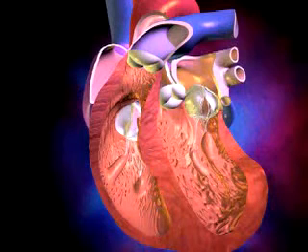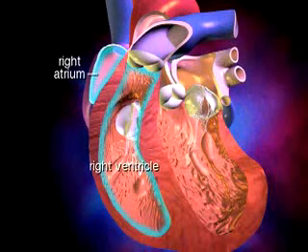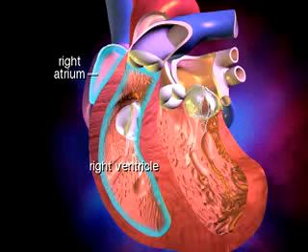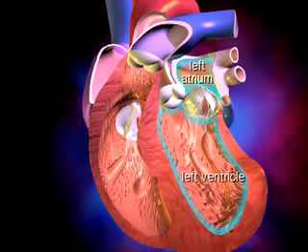The heart is divided into the right side and the left side. The right side comprises the right atrium and right ventricle. These chambers collect oxygen-poor blood and pump it to the lungs, where oxygen is replenished. The left side of the heart comprises the left atrium and left ventricle. These chambers collect and pump the oxygen-rich blood to the body.